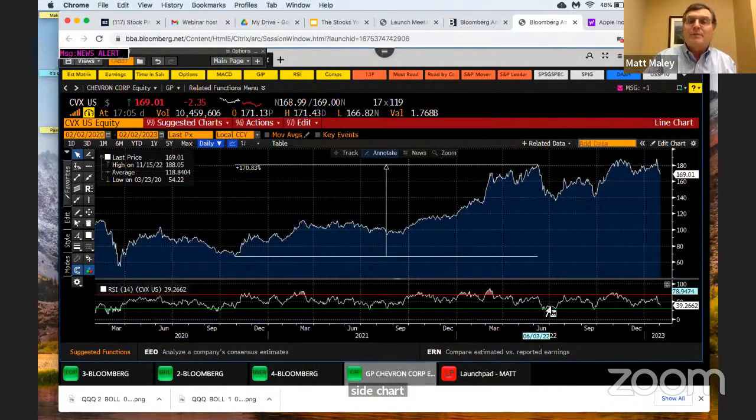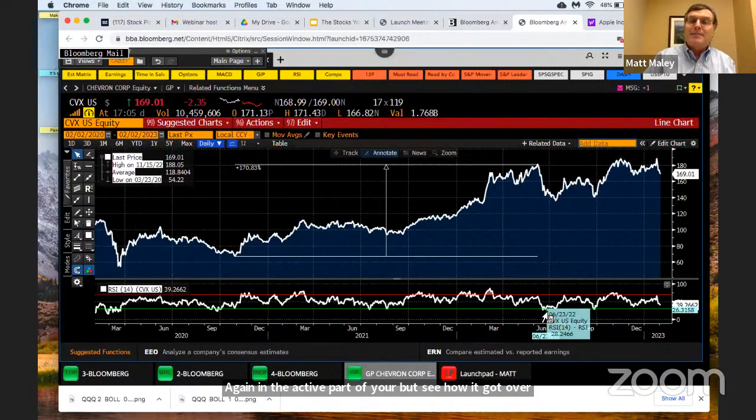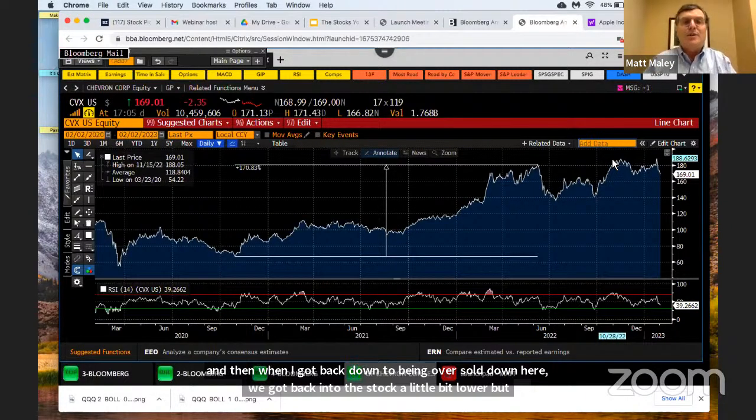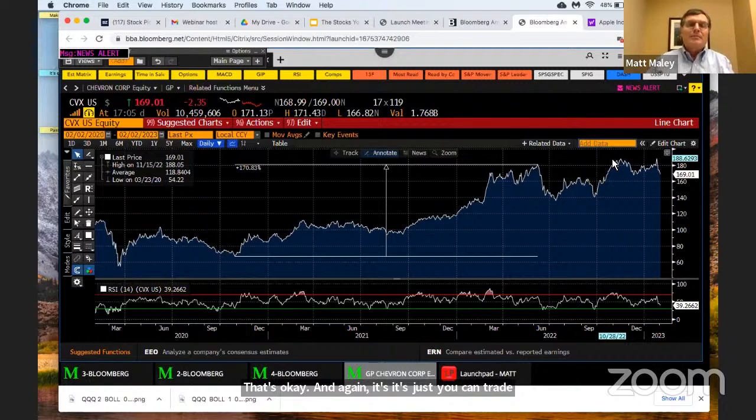Again, in the active part of your put, see how it got over. You see how it got very overbought there, but I actually didn't pull the plug there. And then when it got back down to being oversold down here, we got back into the stock. And it went up a little bit lower, but that's okay. And again, you can trade around these, even your long-term.